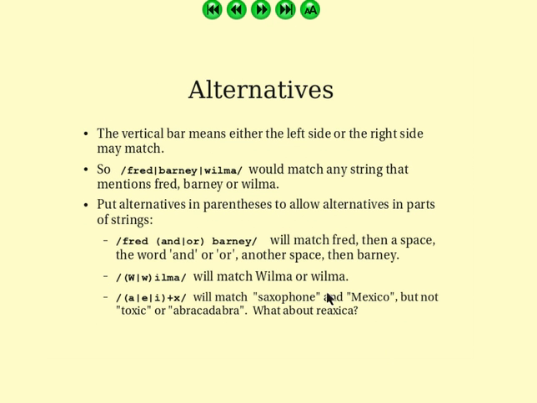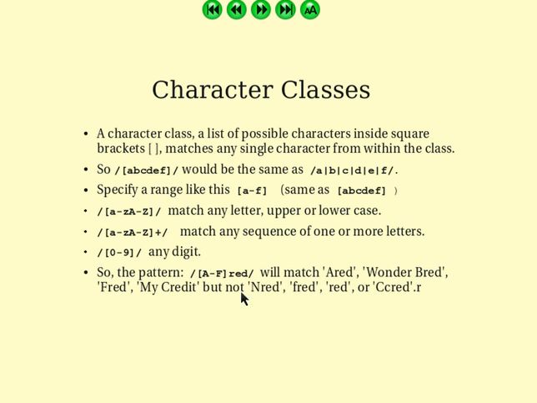And this is pretty simple. Alternatives, so Fred or Barney or Wilma. Character classes we also looked at in class. Just to keep it simple here, this character class, noted by the square brackets, means any single character that matches anything inside those brackets. So any A, B, C, D, E, or F would match this pattern.